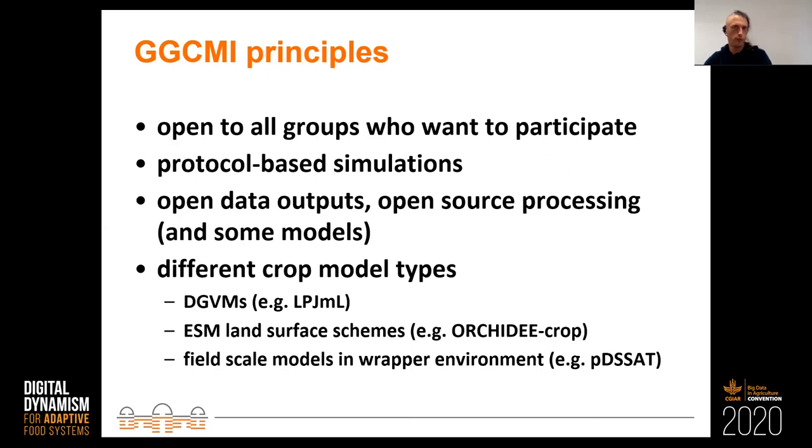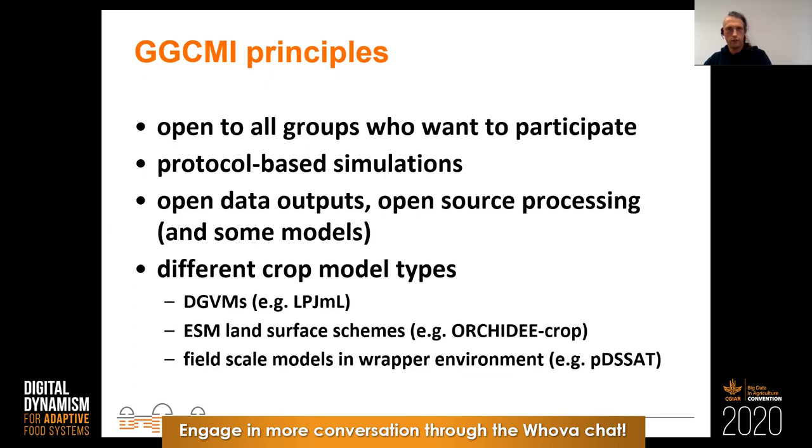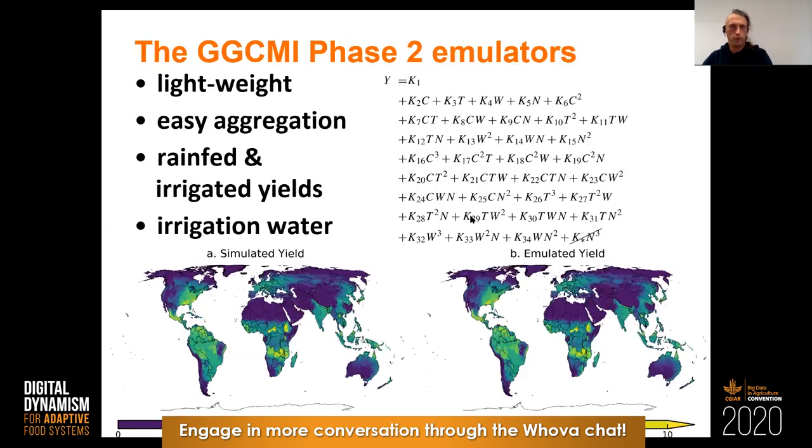And all of these models come with specific foci on different aspects. So the Earth system models usually run at a sub-daily time scale, up to 20 minutes resolution, so very high resolution of these energy and water fluxes between the plant, soil, and atmosphere system. DGVMs have usually a strong focus on the photosynthesis implementation, and field scale models typically have a much more detailed representation of what happens after photosynthesis. So where does the carbon go and how does the plant grow? So in principle, there's a lot of capacity to learn from each other.